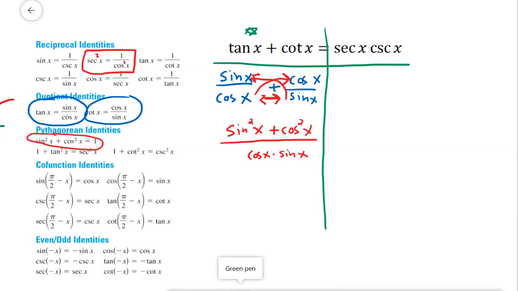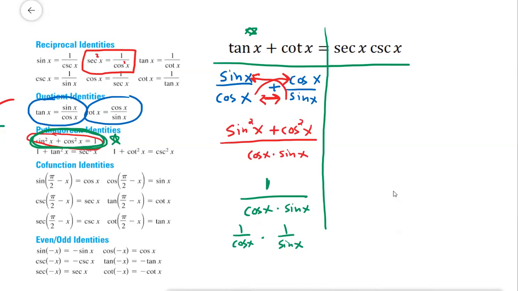All right, well, immediately my mind is drawn over here back to this Pythagorean identity where sine squared of x plus cosine squared of x equals 1. That top is just a 1. Kind of cool. And it's cosine of x times sine of x. Well, guys, you can separate those out. That's 1 over cosine of x times 1 over sine of x.